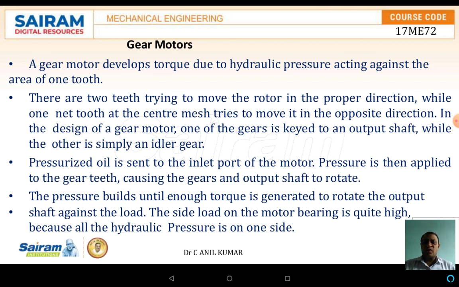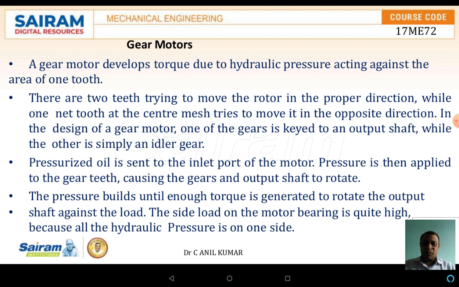Gear motors develop torque due to the hydraulic pressure acting on the gear teeth. In gear motors, there are two different types of gears. The first one is the driver gear. The other one is a supporting gear or follower gear, normally called the idler gear. These two gears are meshed and rotate in opposite directions. In the design of gear motors, one gear is keyed to the output shaft while the other simply rotates. Pressurized oil is sent to the inlet port of the motor. The pressure is then applied to the gear teeth, causing the gear and the output shaft to rotate. The pressure builds until enough torque is generated to rotate the output shaft against the load.